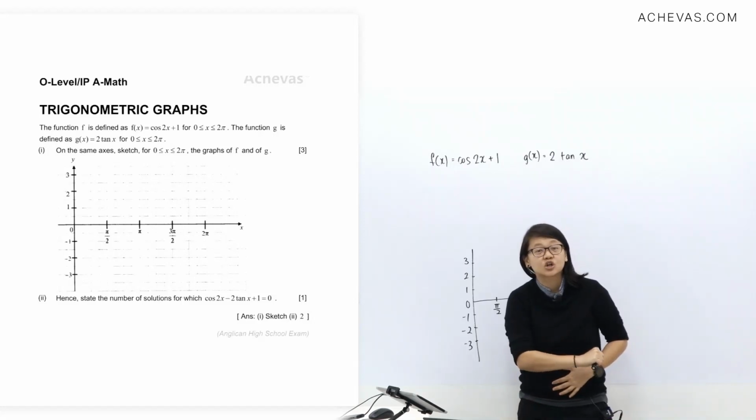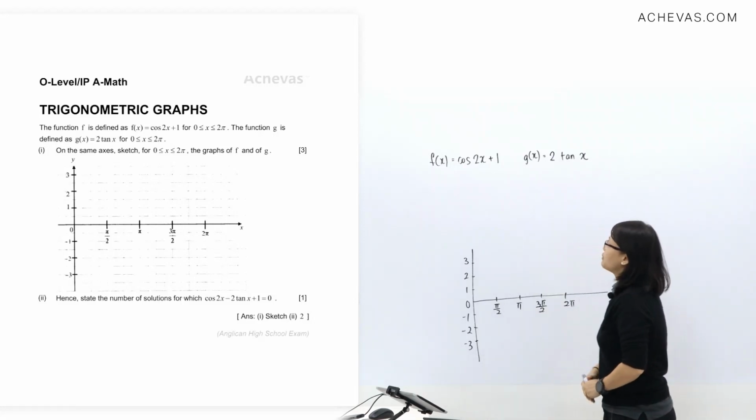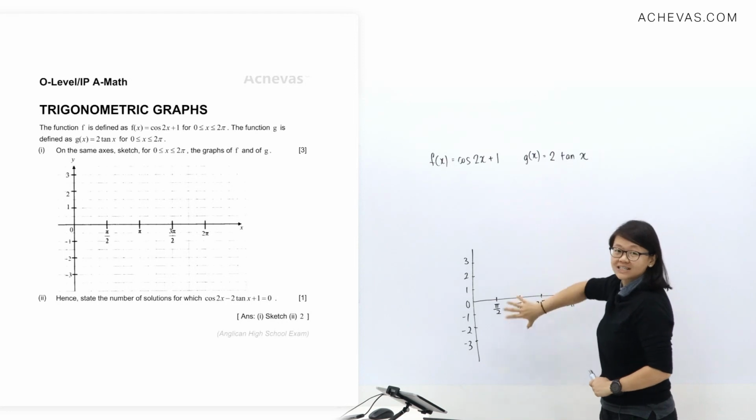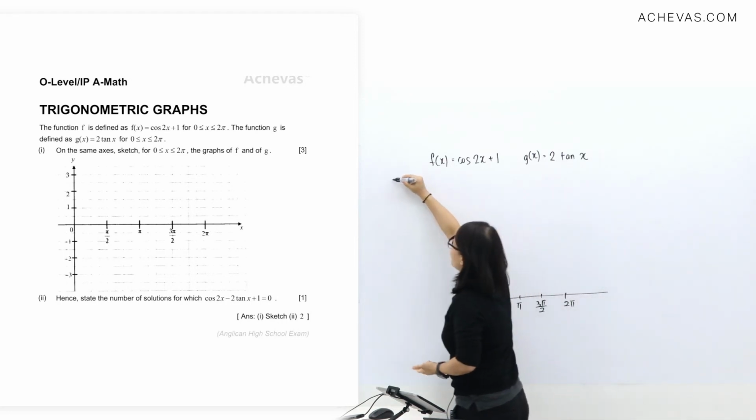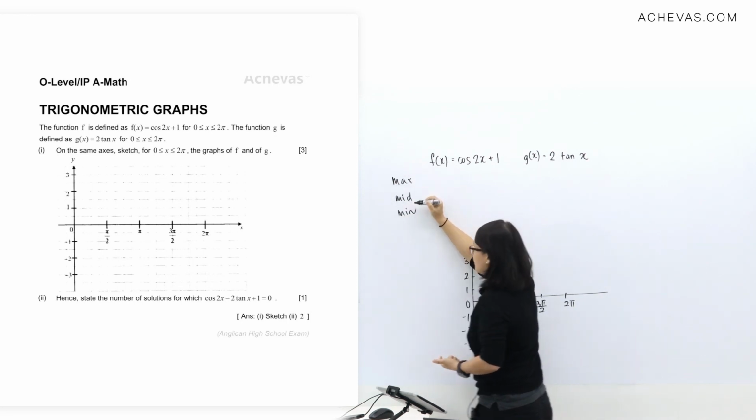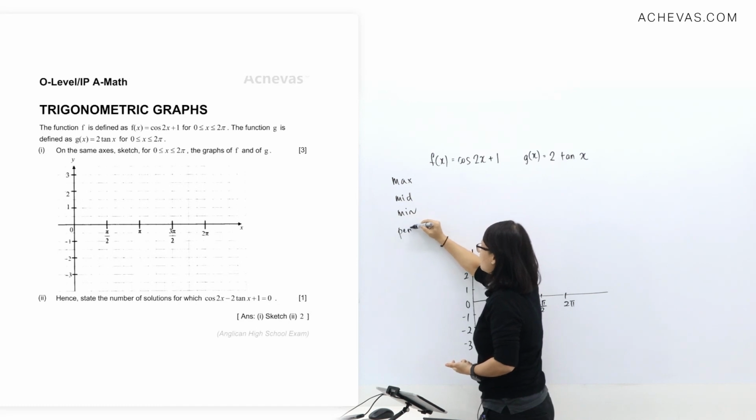Let's take a look at a trigonometric graph question here, where we need to sketch two graphs on the same axis. For me, the planning is very simple. The process is the same every single time. We plan maximum, middle, minimum, and then we plan period and also the shape of the graph.